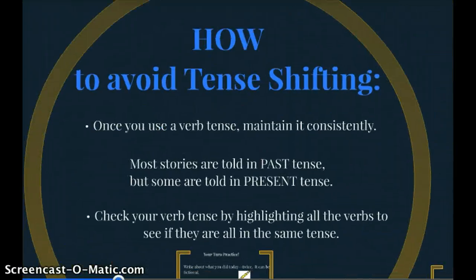So how do we avoid this tense shifting? Well, first of all, make sure that you know what tense you're going to start out with. If you start out with past, stick with it. If you start out with present, stick with it. Most stories are actually told in past tense, but it is possible to tell a story in the present tense. The key, again, is just to keep it the same. One way to check is just to go through and highlight the verbs that you're using. Are they all in the same tense? And if they're not, what changes might you need to make?